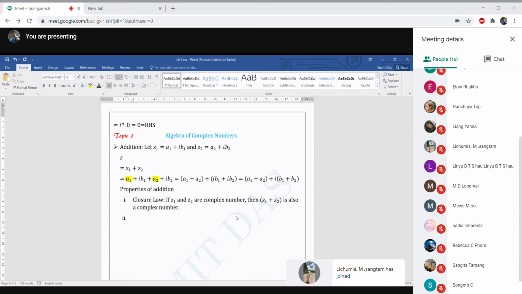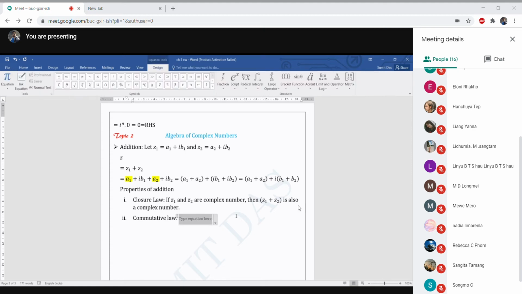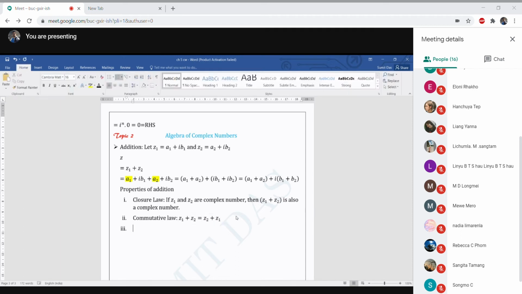Next is commutative law. What this law is saying? This law is saying, this is very normal. z1 plus z2 is equal to z2 plus z1. Okay. If someone 5 plus 7 is always equal to 7 plus 5, right? So that is the thing.